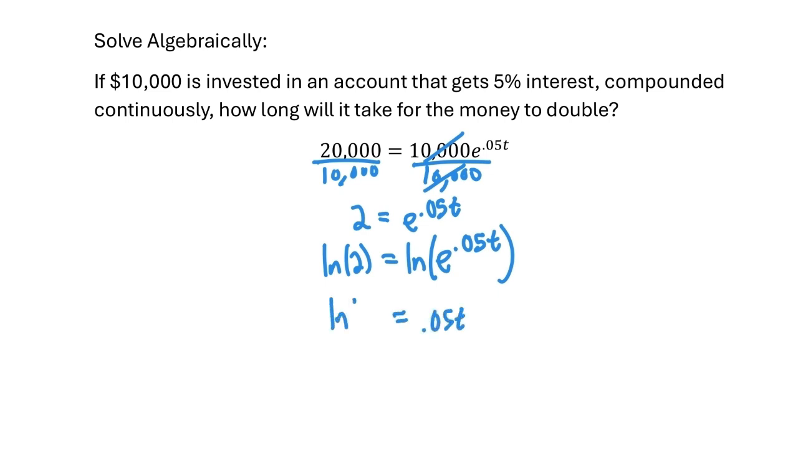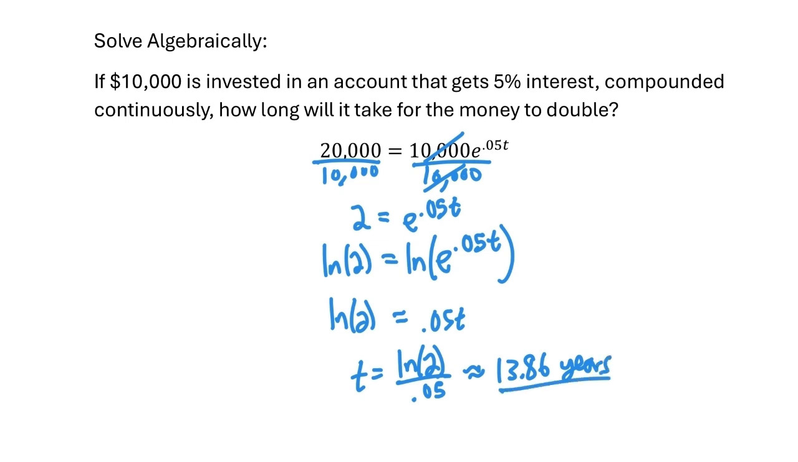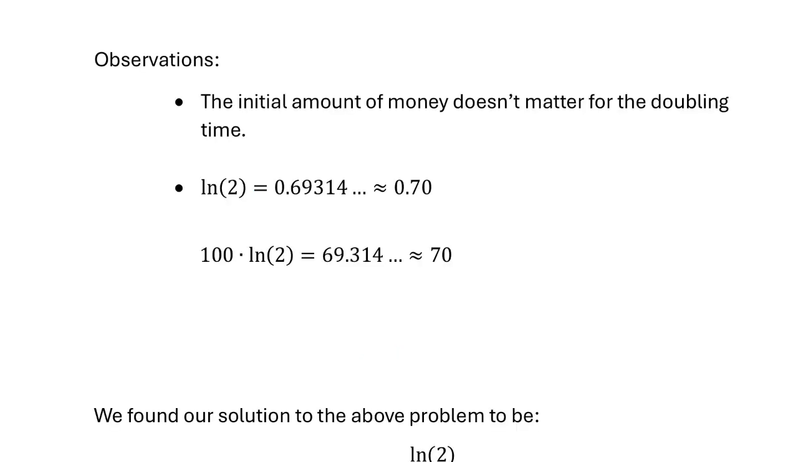And finally, to solve for t, we divide both sides by 0.05, and we get that t equals natural log of 2 divided by 0.05, which is about 13.86. This means it takes 13.86 years for the money to double. And notice that's about what the rule of 70 would say. The rule of 70 says if you're getting 5% interest, it should take about 70 divided by 5, which is 14 years to double.